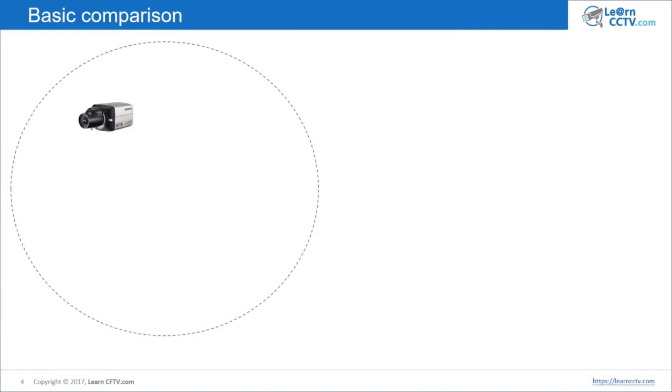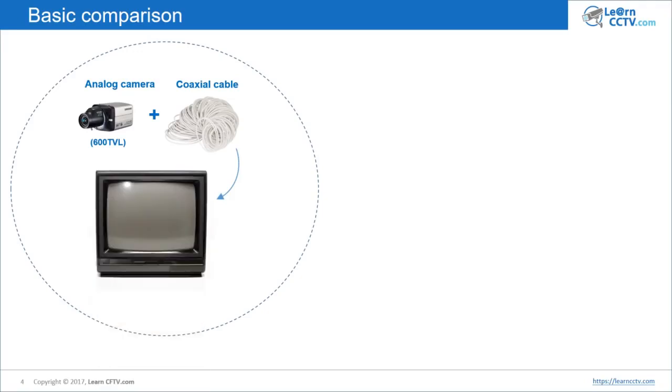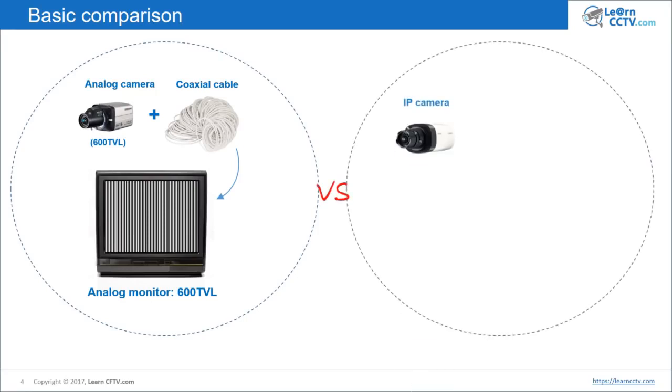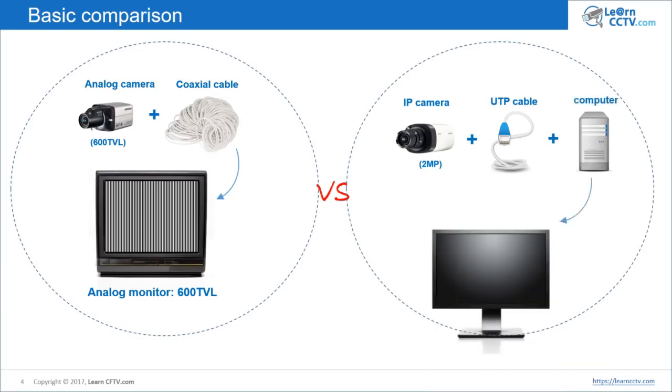Let's continue here with the basic comparison. When you have an analog camera with 600 TV lines, and then you have your coaxial cable, and then you connect to a monitor. This monitor must also have 600 TV lines or higher resolution to be compatible with your camera. And then you compare this to a system that's digital. You have an IP camera with 2 megapixels, for example, and then you connect your cable and you connect your computer. Then you can have your image on your screen.